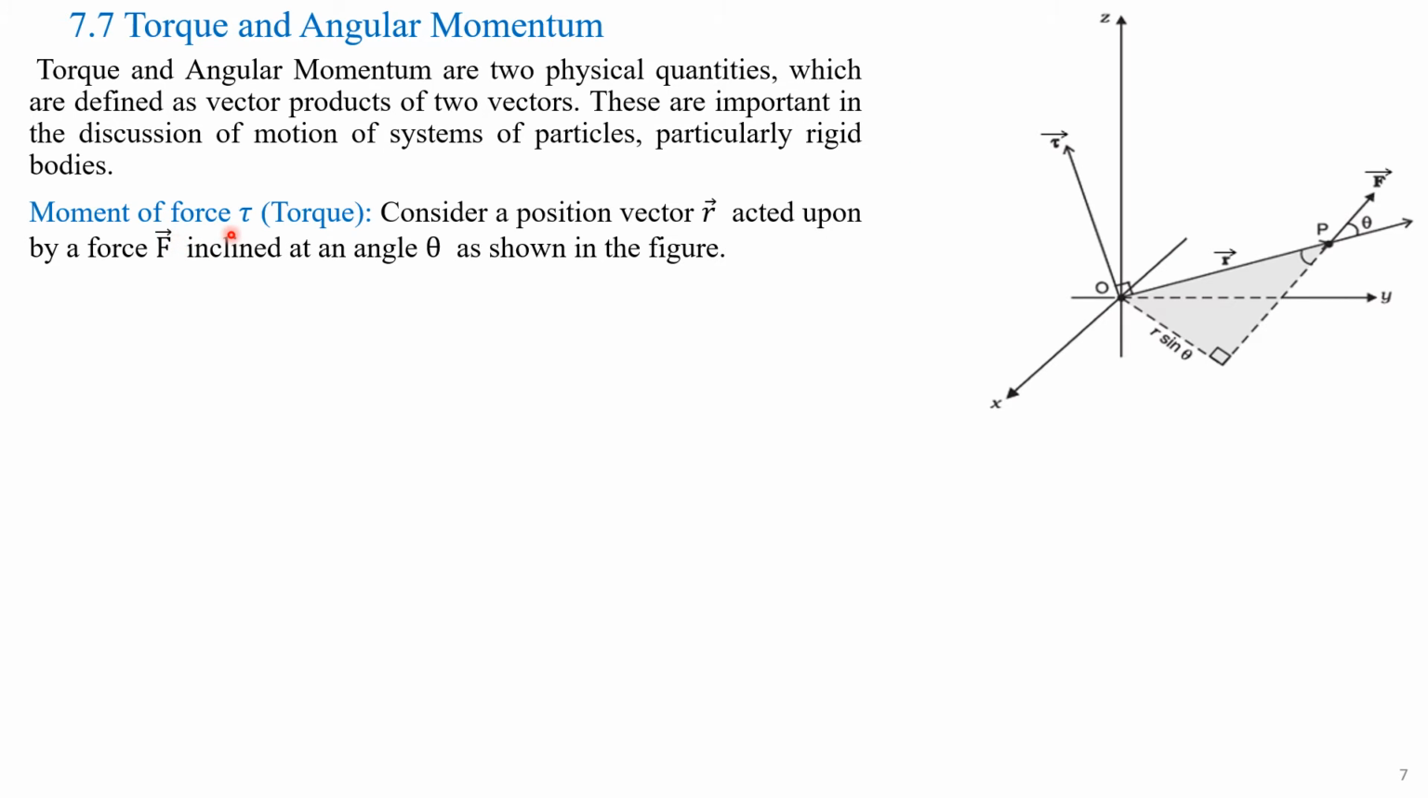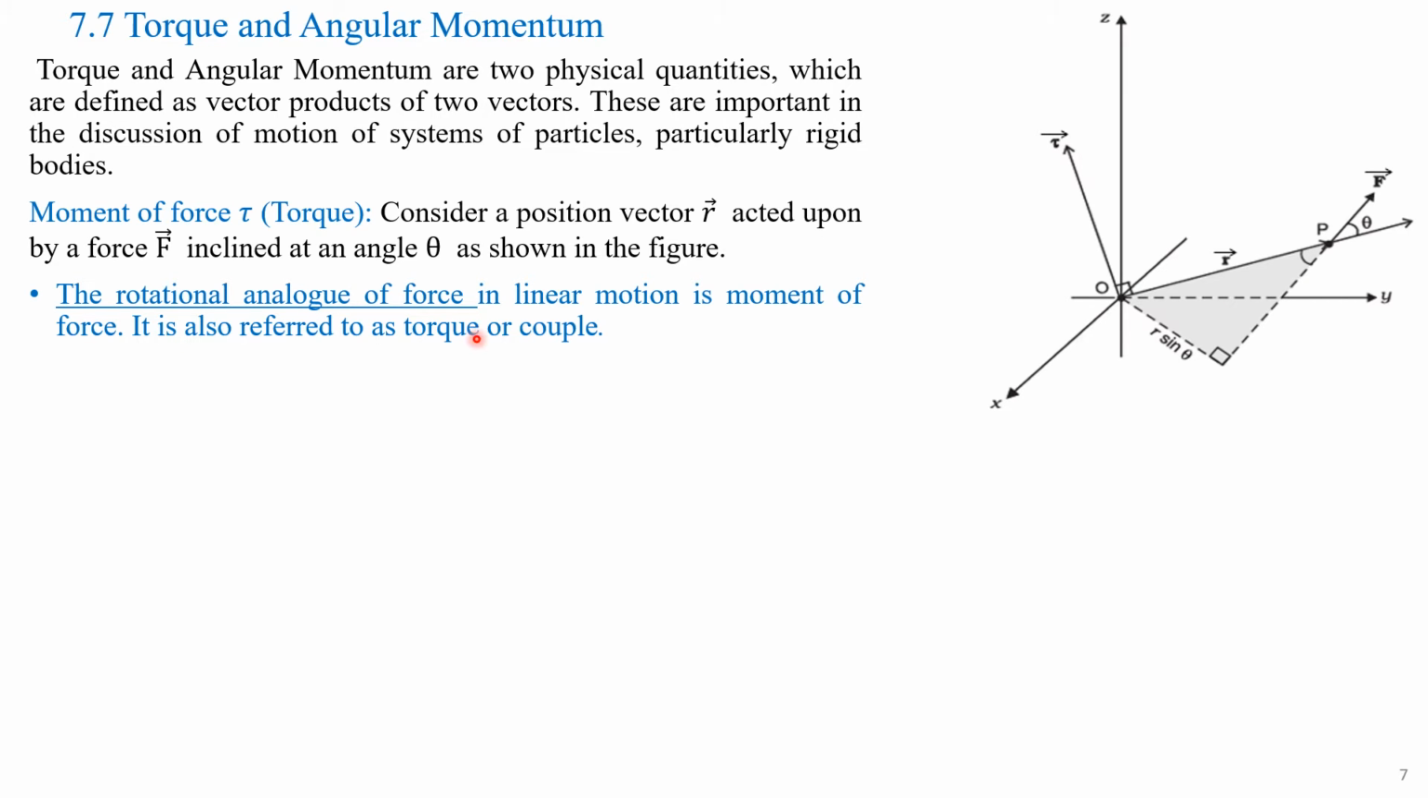Moment of force or torque. Moment of force or torque is represented by a Greek letter tau. Consider a position vector r acted upon by a force F inclined at an angle theta as shown in the figure, which I have already explained. We use the term force in linear motion, whereas in rotational motion the term used is moment of force, which is analogous to the force. It is also referred to as a torque or a couple.